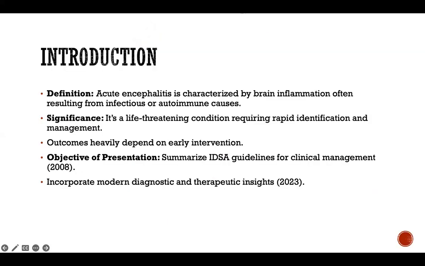So just a quick introduction. How do we define encephalitis? Acute encephalitis is characterized by brain inflammation, often resulting from an infectious or autoimmune cause. The significance of this is that it's a life-threatening condition that requires rapid identification and management, and outcomes heavily depend on early intervention. So the objective of this presentation, like I said earlier, is to look at the IDSA guidelines from 2008 and compare them to the Modern Diagnostic and Therapeutic Insights from 2023.